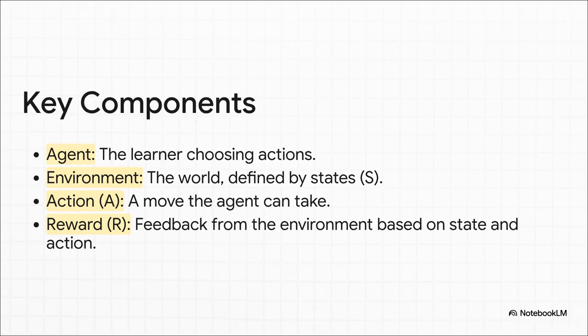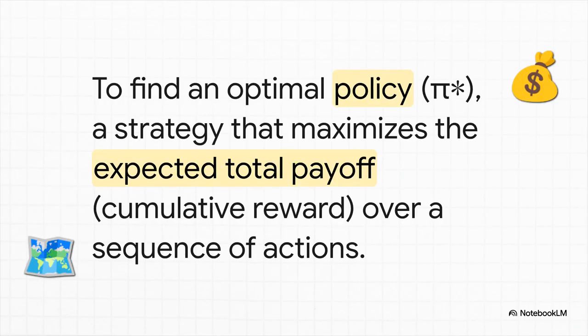It's just a constant loop. Action, reward, action, reward. But here's the crucial part. The goal isn't just to get the biggest reward right now. The agent is trying to learn a policy, which is basically just a long-term strategy. And the goal of that policy is to maximize its total, cumulative reward over a long period of time. It's learning how to play the long game, not just going for the quick and easy points.